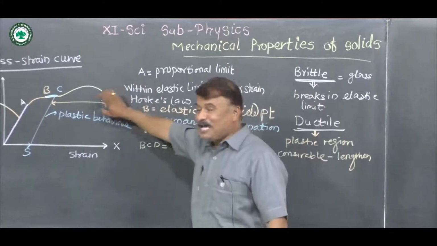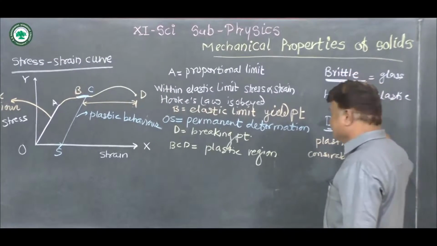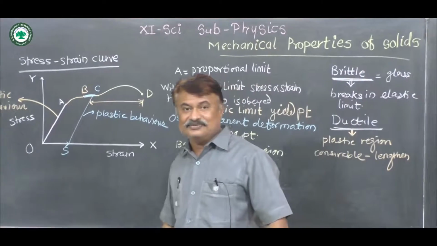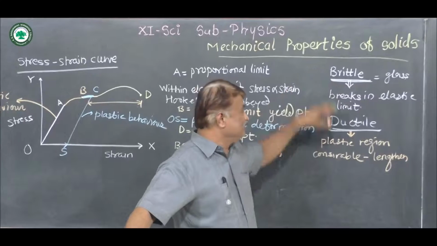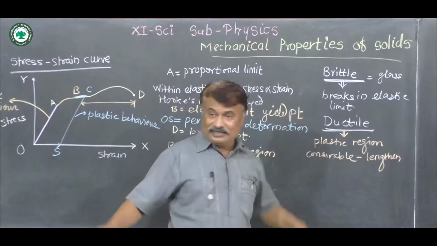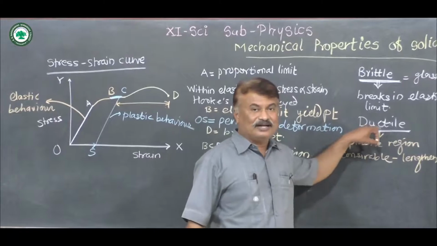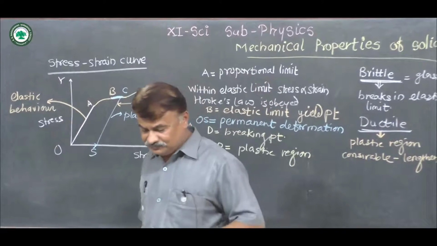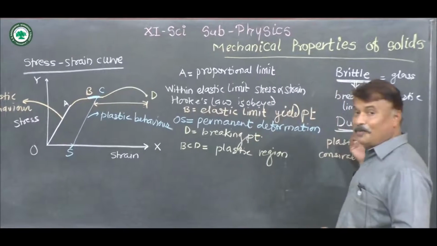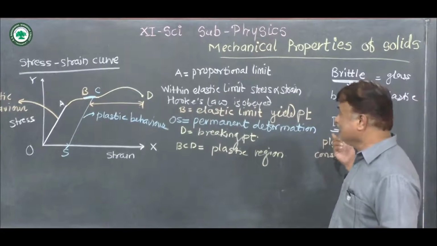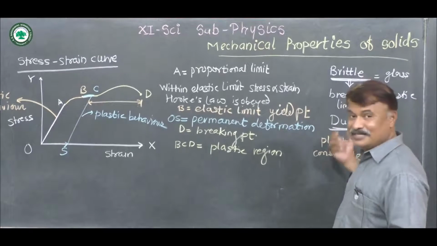So depending upon this plastic region, there are two types of substance, brittle substance and ductile substance. If this region is very small, then the substance is called as brittle. If this region is large, then such type of substance is called as ductile substance. For example of ductile substance, we consider copper, aluminum. In that case, this plastic region is large, and finally substance breaks.